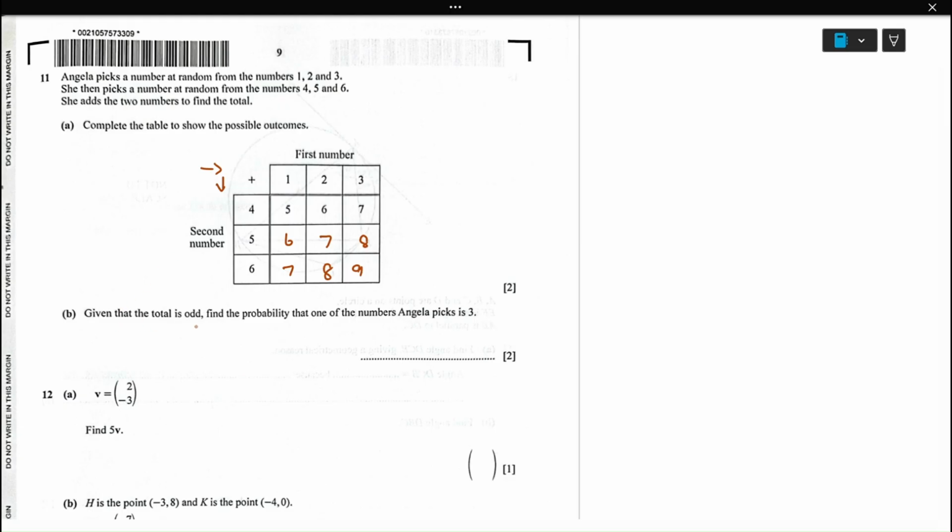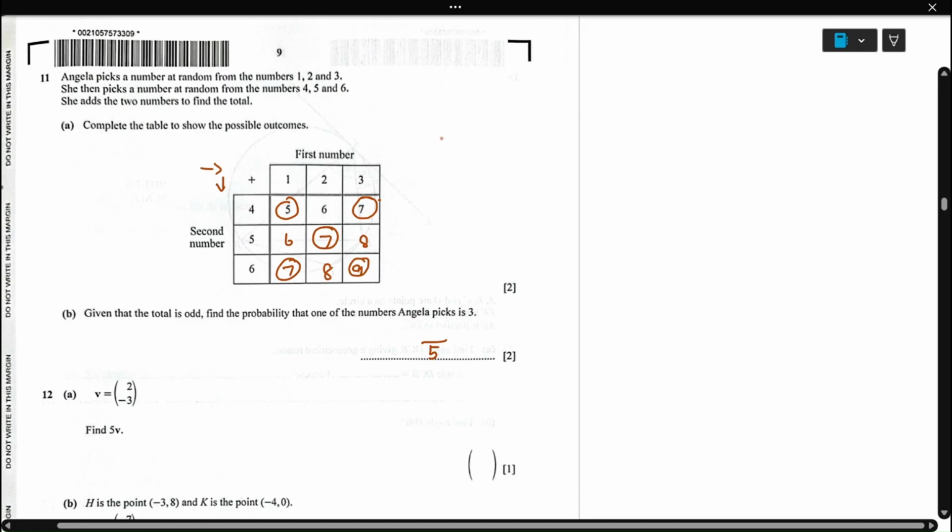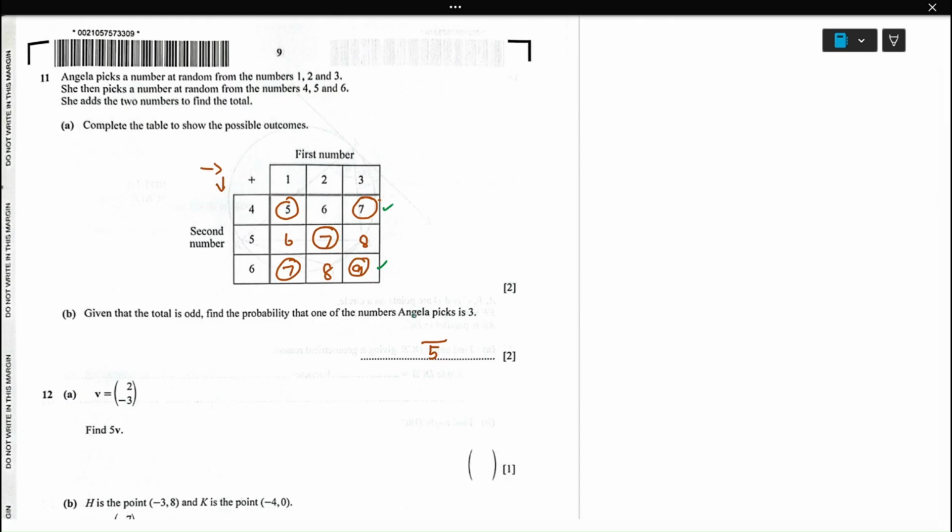Given that the total is odd, find the probability that one of the numbers Angela picks is 3. The total is odd, so we'll pick only odd numbers. Odd totals: 1, 2, 3, 4, 5. So there is a total of 5, and out of them 2 involve the number 3. So the answer is 2 over 5.